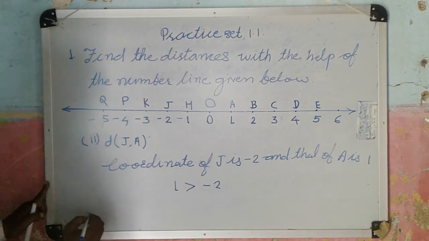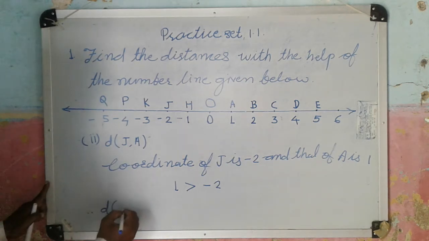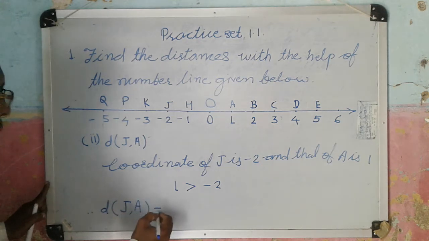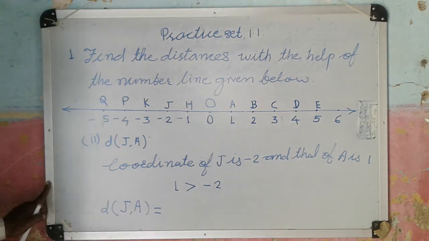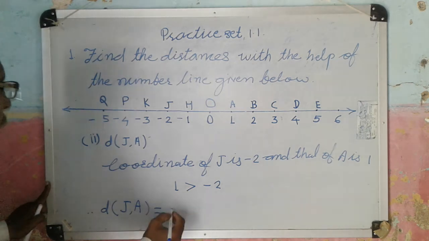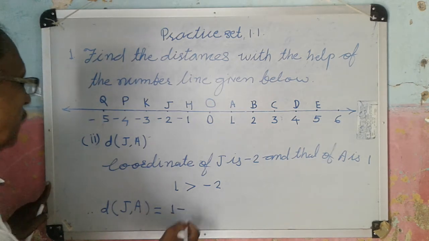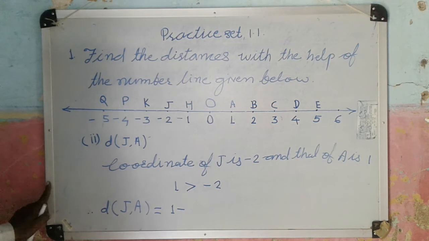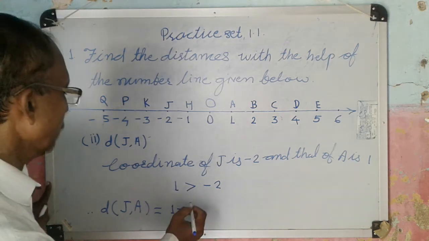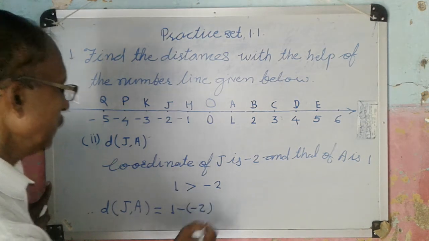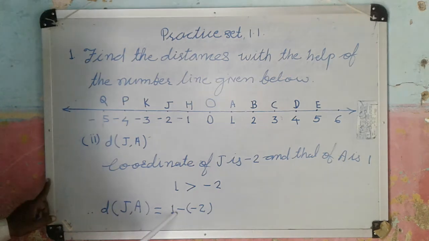Therefore, distance of JA is equal to larger coordinate 1 minus smaller coordinate minus 2. That means 1 minus minus 2.